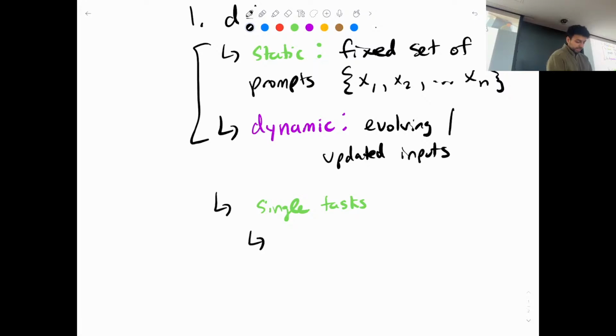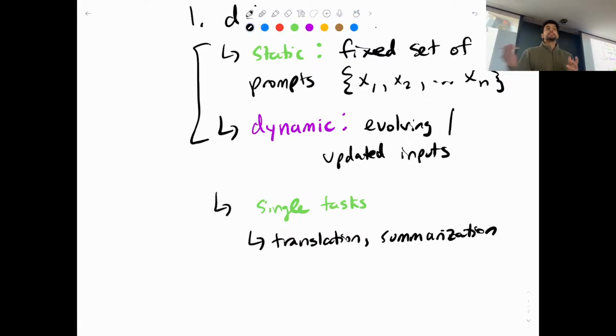So some prominent examples are translation, summarization, and things like this. These are tasks the NLP community had been working on for decades prior to the advent of LLMs, and there are very well established datasets and metrics for these tasks.